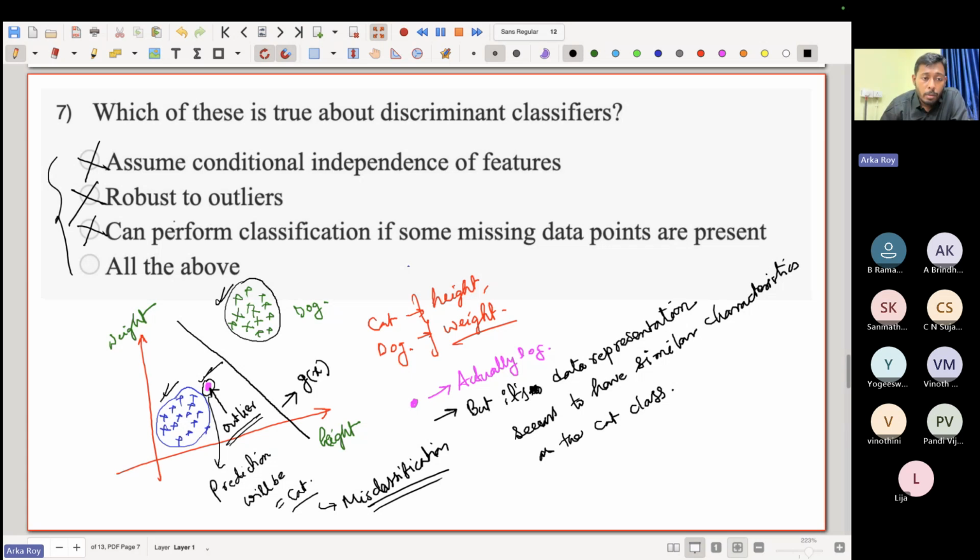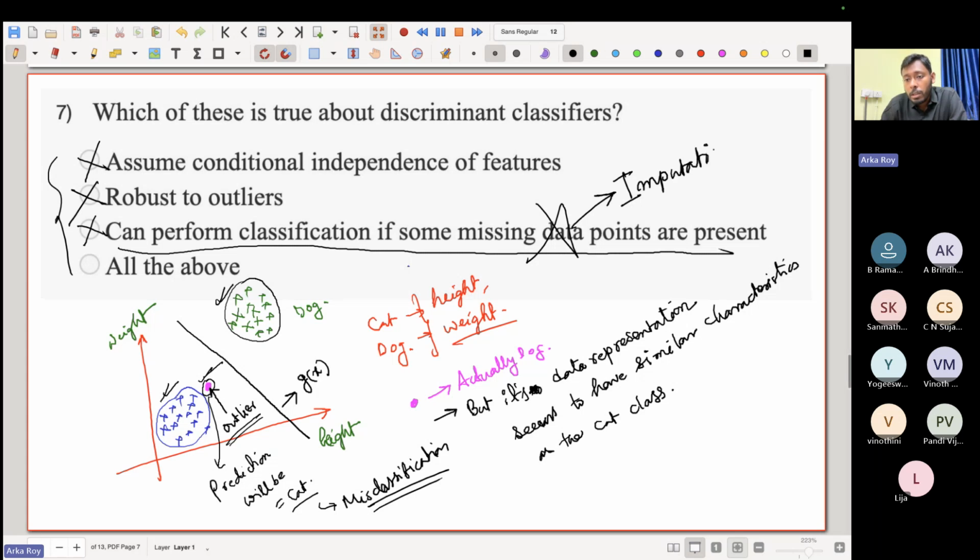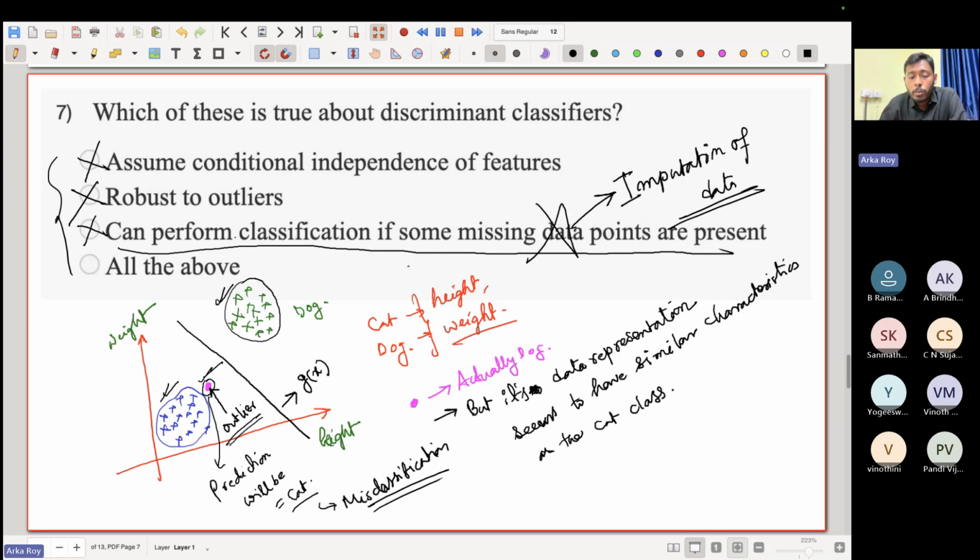And you'll see that can perform classification on some missing data points. This is also incorrect. You'll find that in several research papers, to tackle this particular problem, as the linear discriminant classifiers are not able to do classification well on missing data points, there is a method by which you can tackle this problem that is called imputation of data. So this is the remedy. If you encounter a missing data point problem, then the remedy is imputation of data.